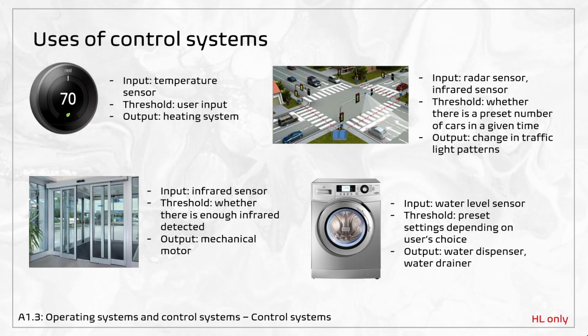Finally, the automatic washing machine. A significant factor for washing machines is the water level, so a water level sensor detects this. The thresholds for water levels depends on the type of wash the user selected, so the thresholds are the preset settings associated with the user's input. To control the water's levels, a water dispenser and a water drainer is used. This is a closed-loop control system as well, much like the thermostat, because the output of water directly affects the water levels detected by the sensor.